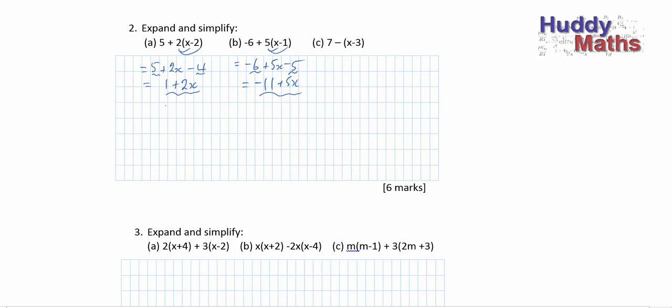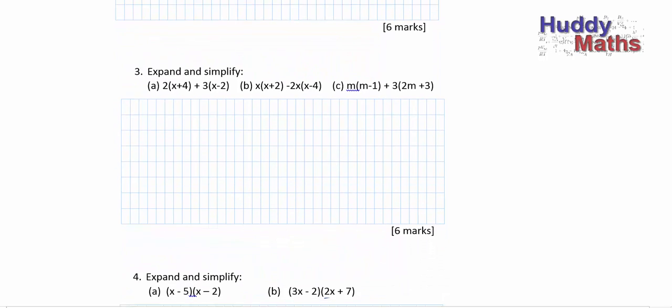Now these are all worth 2, sorry. 1 for each term. A tick means 1. In this one now, 7 neg x by 1. That's the same as saying neg 1x. So it's just neg x. Neg by negative 3 is positive 3. And so we've got 7 plus 3 is 10, take x. And 1 for the 10 and 1 for the neg x. Hope you're getting some marks there. Okay, let's go to question 3.